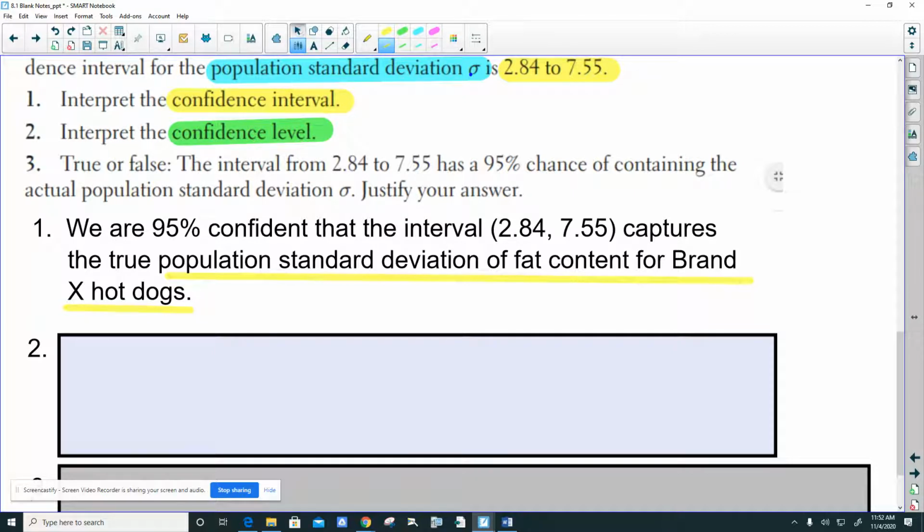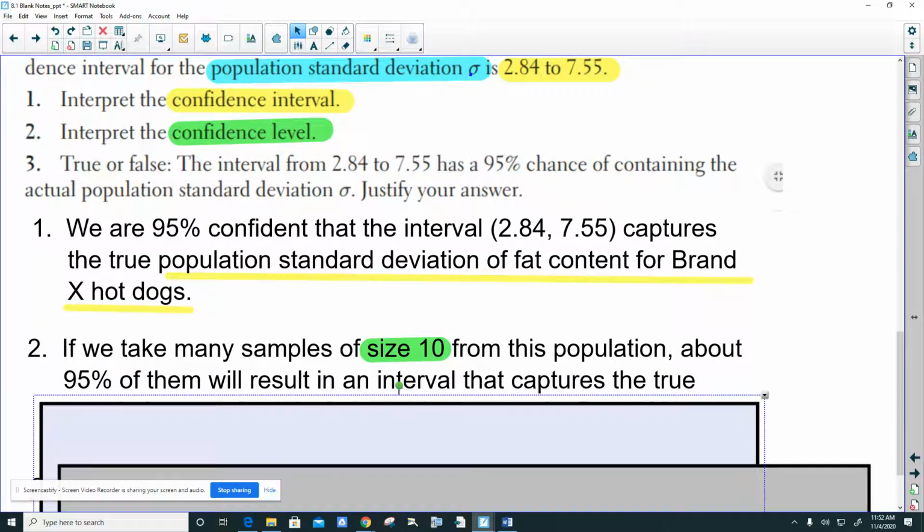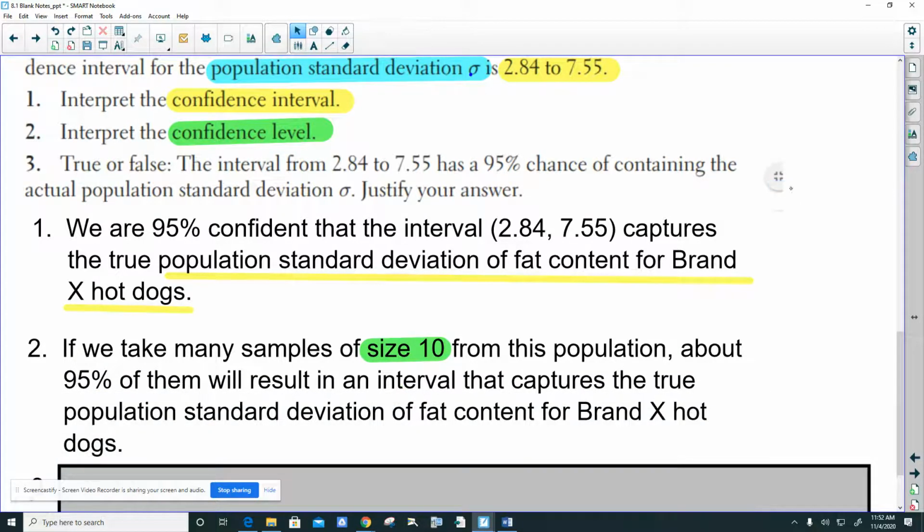Recall here that this confidence level was 95%. So we're going to say if we were to take many, many samples of our sample size here for these hot dogs, which was a sample size of 10 mentioned up in the problem, about 95% of them will result in an interval that captures the true population standard deviation of fat content for brand X hot dogs.